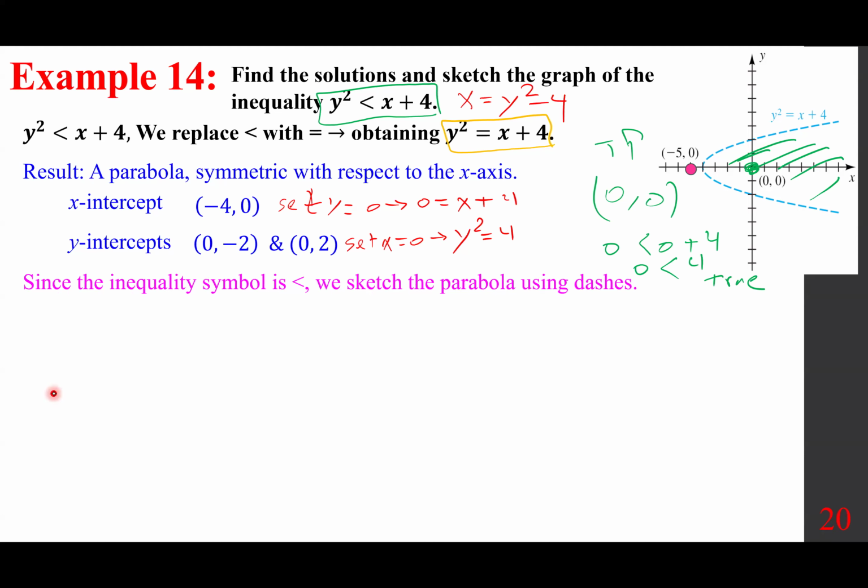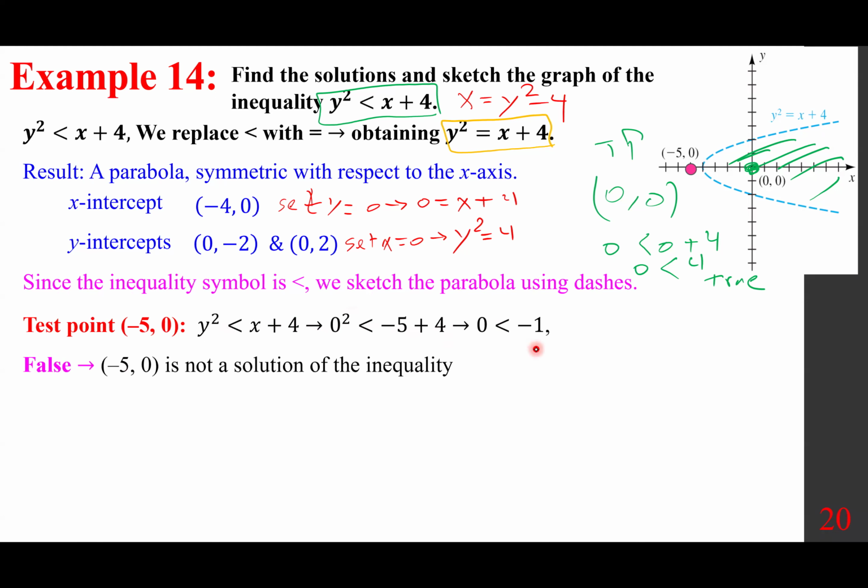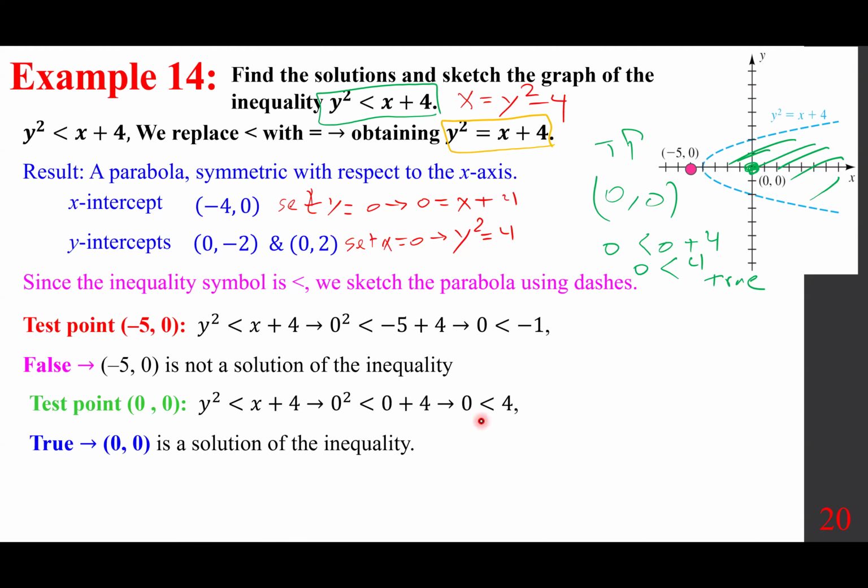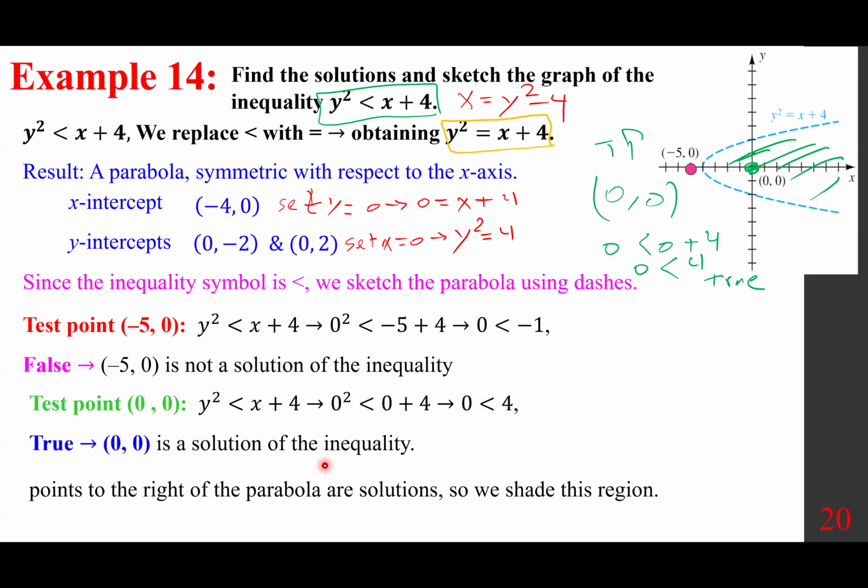So let's check this one. We can do both. If you plug in -5, 0, y squared, 0 squared is less than -5 plus 4, so 0 is less than -1. That's a false statement. -5, 0 is not a solution. So right here is really good enough. Let's also use 0, 0 as I showed. 0 is less than 4. Yes, it's a true statement. It is a solution. So points inside, to the right of the parabola, are solutions.